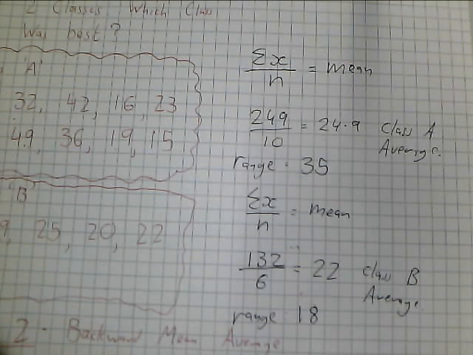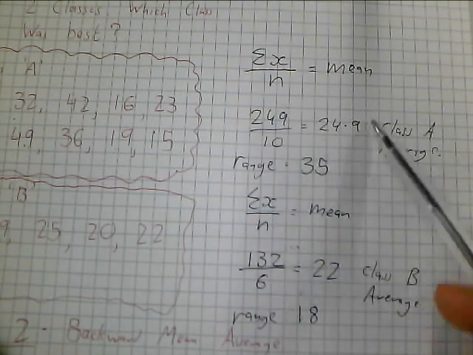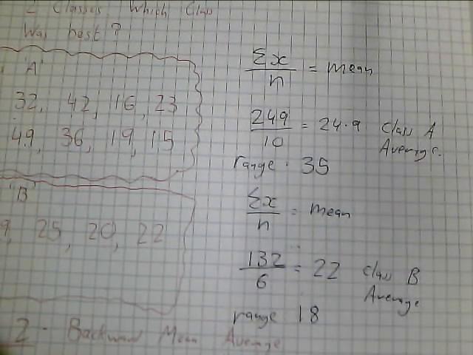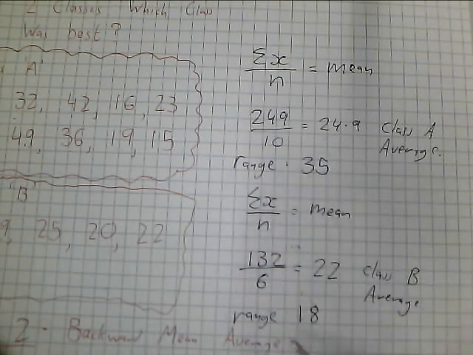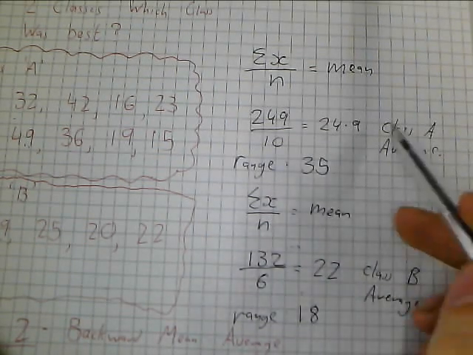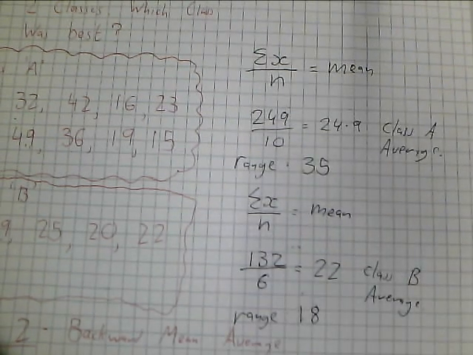So there are arguments for both, but certainly the average is higher for class A, and while it's a little bit more spread out, it's not horrendously so. I'd be quite happy to say that class A has done better than class B in this situation, but depending on how well you argue your point, you could quite happily say class B because they're a bit more consistent.